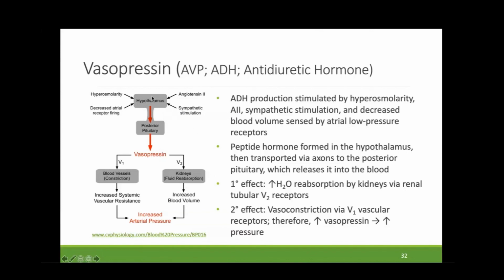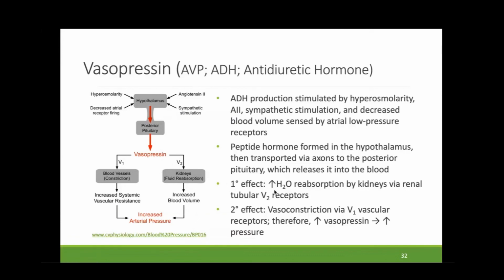That vasopressin is formed in the hypothalamus, travels down to the pituitary gland via axons, and from where it's released into the blood. Vasopressin acts on receptors, on blood vessels, V1 receptors, that cause constriction, which increases SVR, which increases arterial pressure. In the kidneys, vasopressin acts on V2 receptors, leading to fluid reabsorption, increased blood volume, and increased blood pressure. Now, normally the primary action of vasopressin is the renal effect.